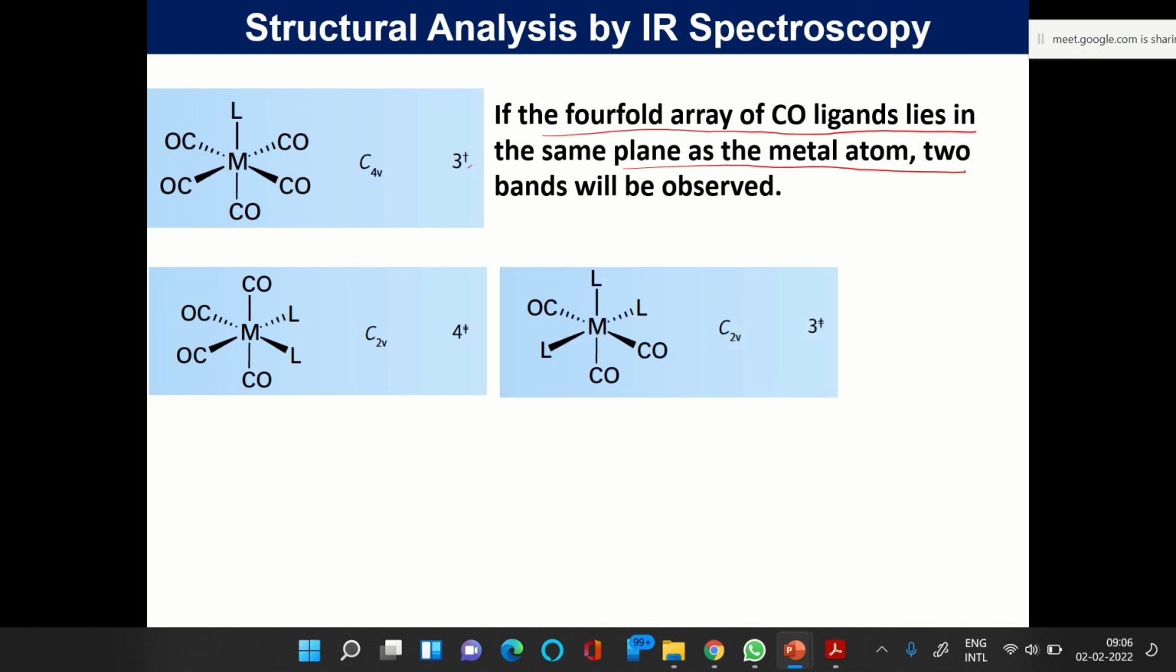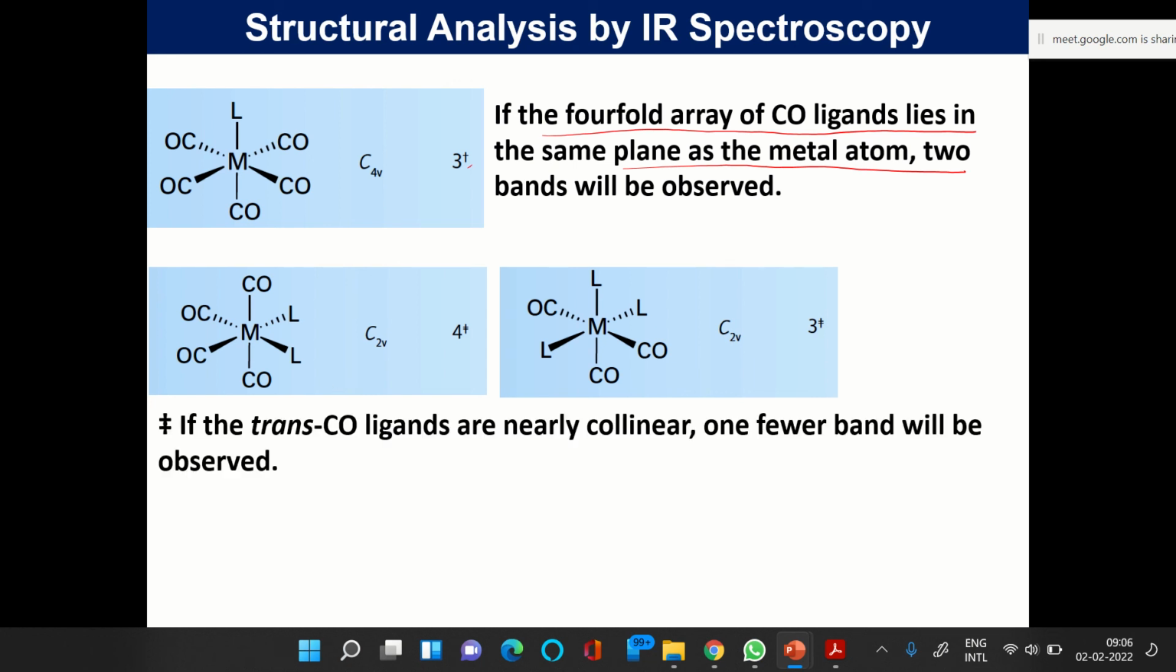So then we are discussing these two cases where you have trans CO ligands that are nearly collinear. Cis and trans, look, trans is this one, you have a trans here.